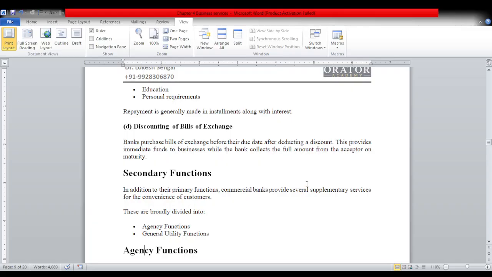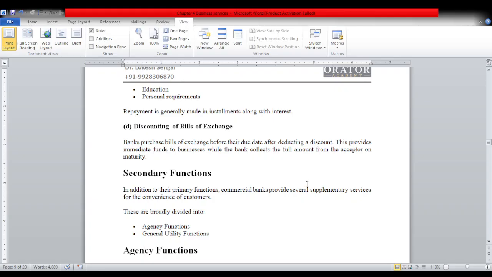The acceptor of the goods will undersign or accept it. The organization has taken the goods from the particular seller, and the seller can get this bill of exchange discounted through the bank before the maturity date. And at the maturity date, the bank will recover the amount from the acceptor of the goods, the vendor to whom the goods have been sold. So this is how discounting of a bill of exchange works.